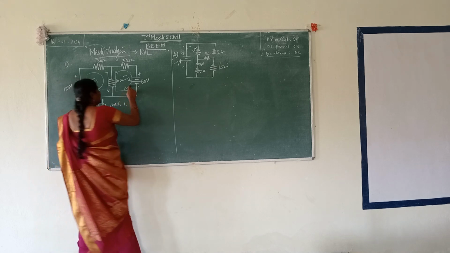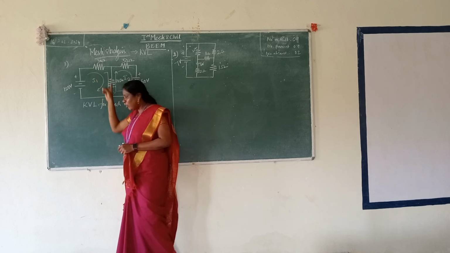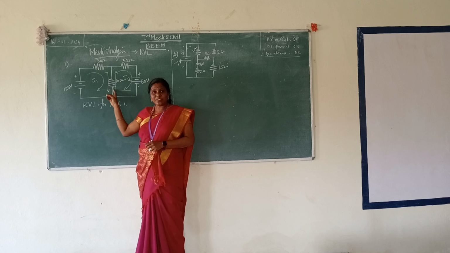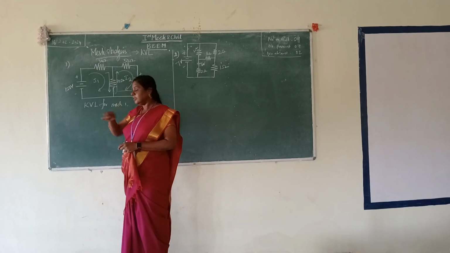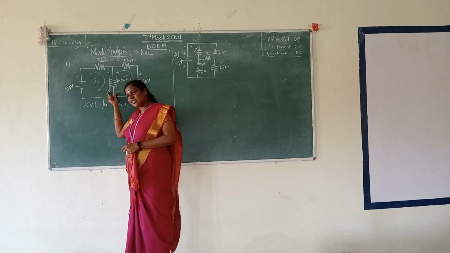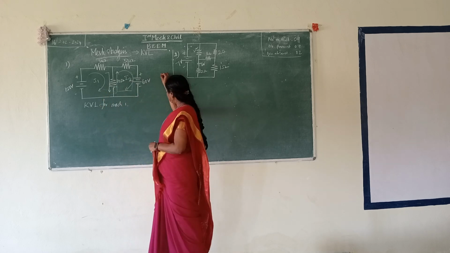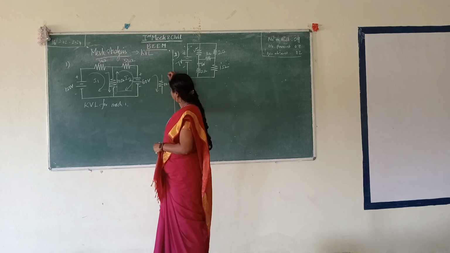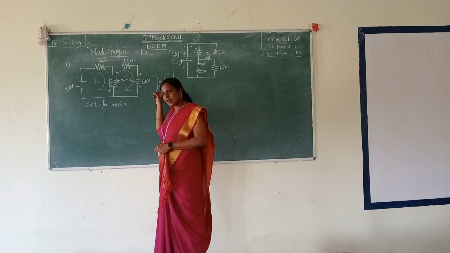If I assume this current also in the anti-clockwise direction, then I1 is flowing inside and I2 is also flowing inside. So in that case, both flow inside. Now the current through the 10 ohm resistor is I1 plus I2, because the 10 ohm resistor is present in the center, and I1 and I2 both flow through it like this.